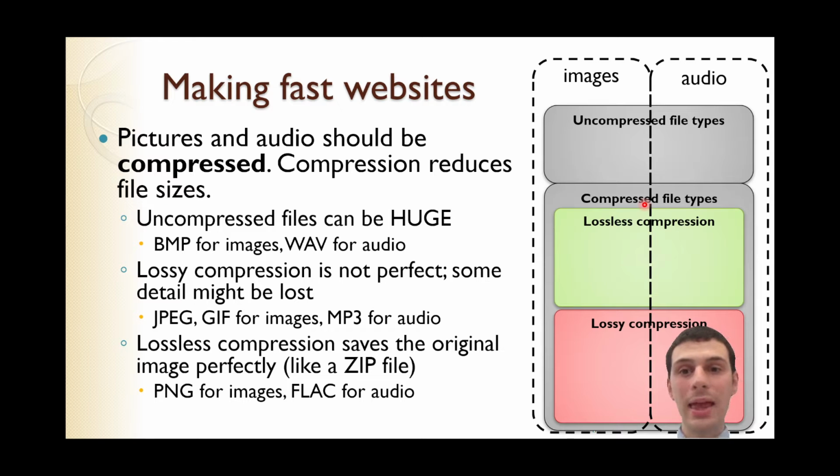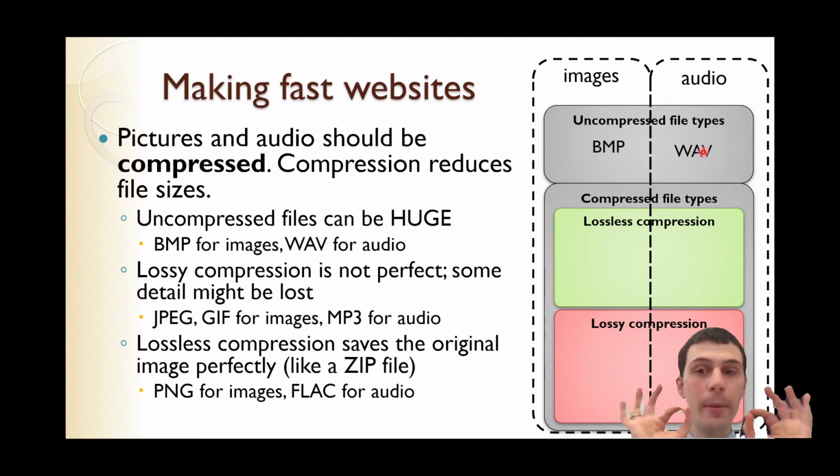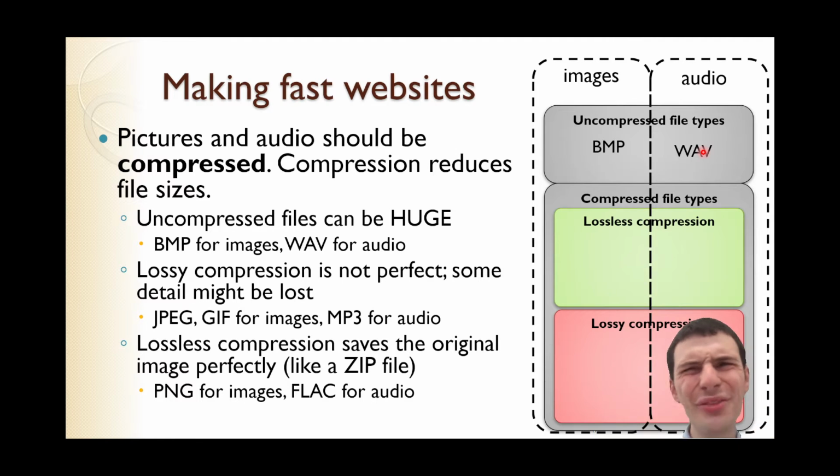And we can compress pictures and audio and other things, and compression reduces file sizes. Uncompressed files can be very, very big. In this zone here, we've got uncompressed images, like a bitmap, for example. And over here, we've got uncompressed audio, which is a WAV file. These are very, very big files, but all of the quality is preserved perfectly with them. But they're very, very big, and we want to have smaller file sizes.